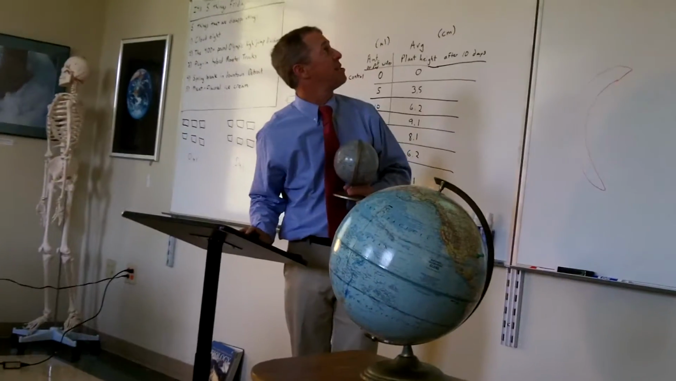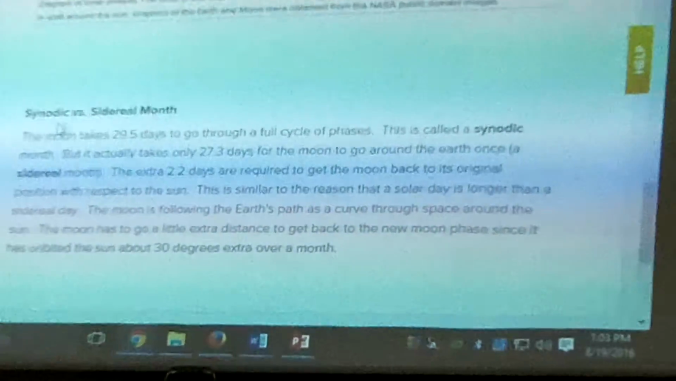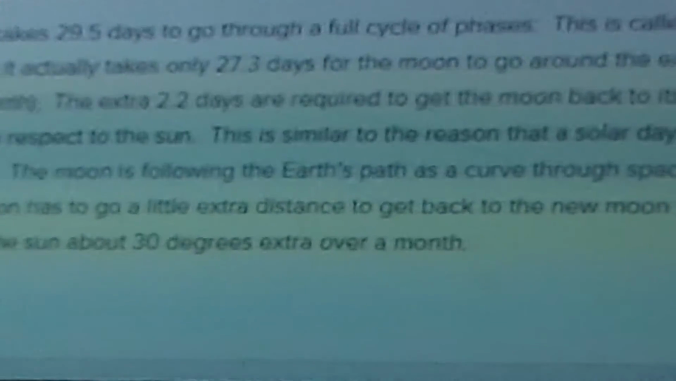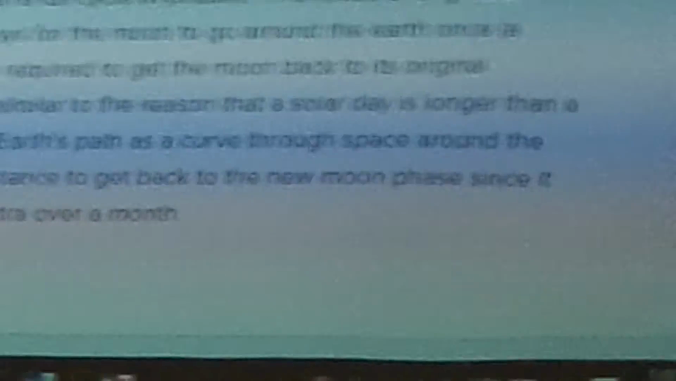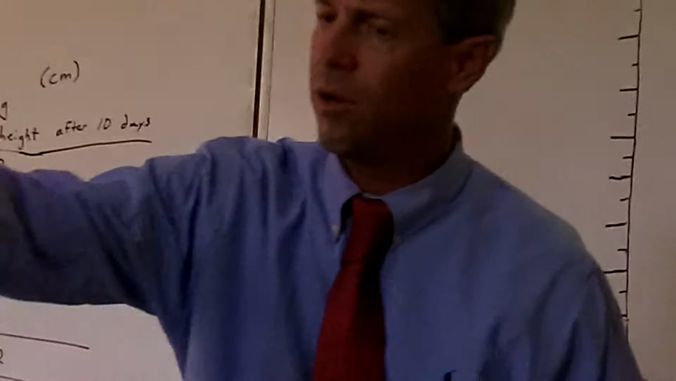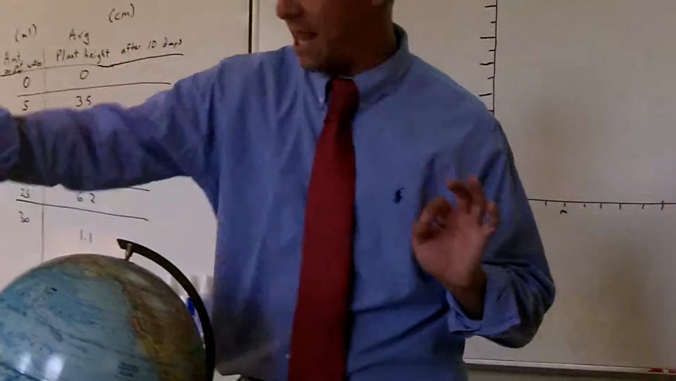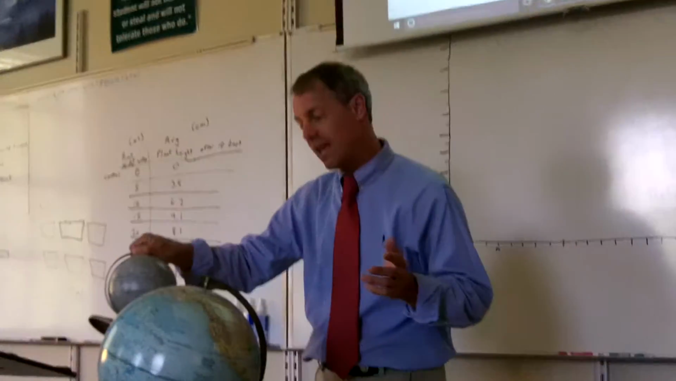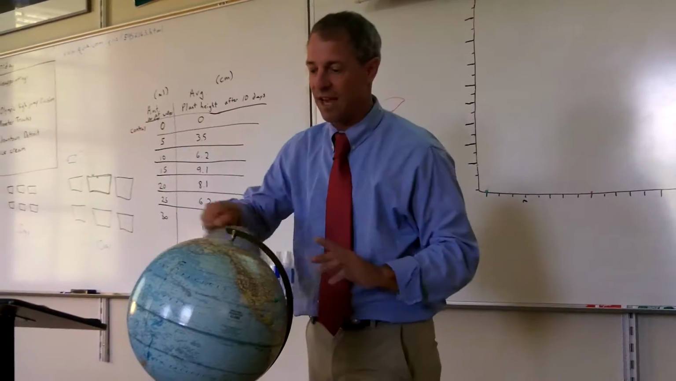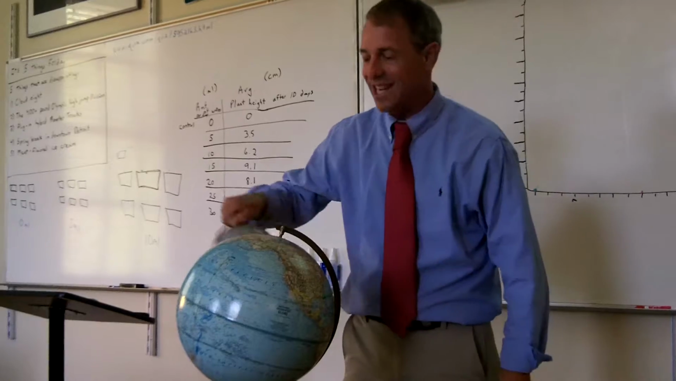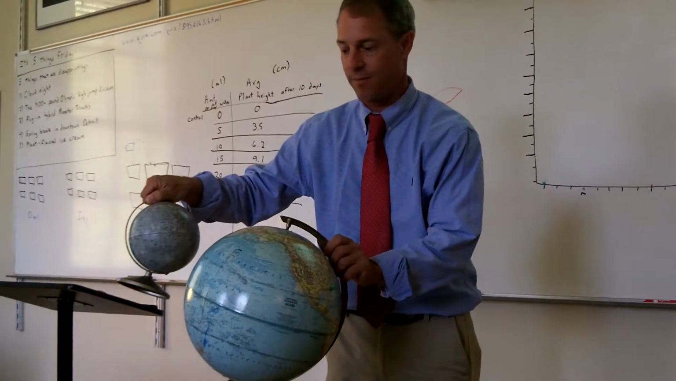So, the last thing that's kind of hard to understand is the synodic month versus the sidereal month. So, you know how long it takes the moon to go around the Earth? I told you already. Do you remember? A month, which is how long? How many days? 29.5, but that's really not how long it takes to go around the Earth once. That's how long it takes to go through a full set of phases. It actually goes around the Earth once in 27.3 days.